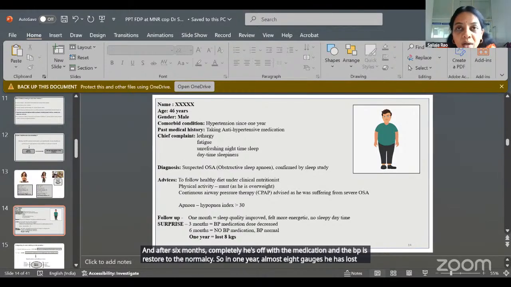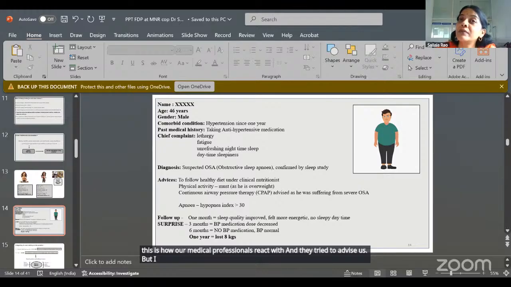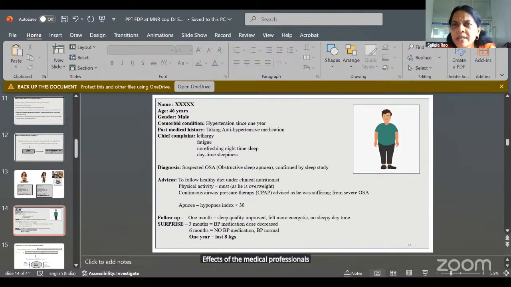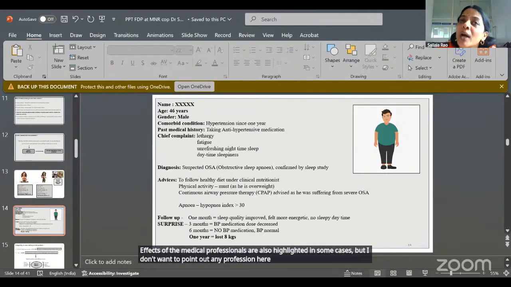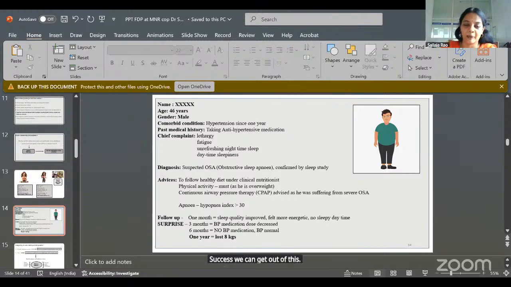This is how our medical professionals react and try to advise us, but I can tell you, even the negative effects of medical professionals are highlighted in some cases, but I don't want to point out any profession here. It is up to us how much we are educated, how much we can combat the disease symptoms, and how much success we can get out of this. Next slide.